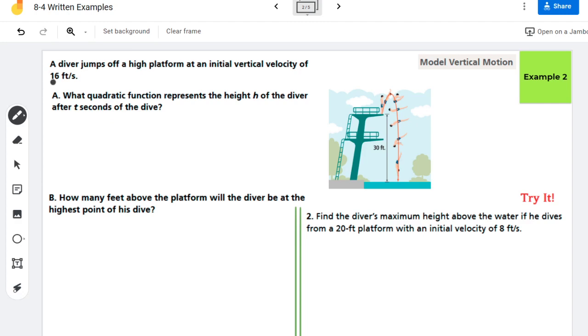So here's what the model looks like. The height over time is equal to negative 16 t squared plus v naught, which means the initial velocity, times time, plus h naught, which is the initial height. So if I can find the initial vertical velocity and the initial height, I could plug it into this formula and get my expression.